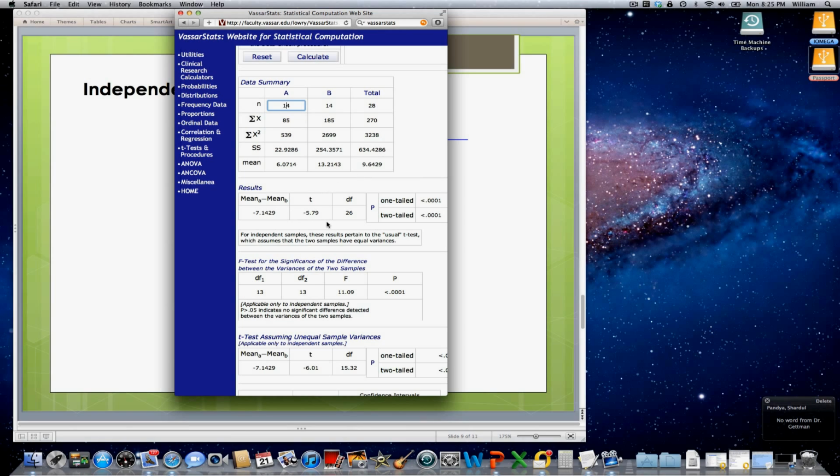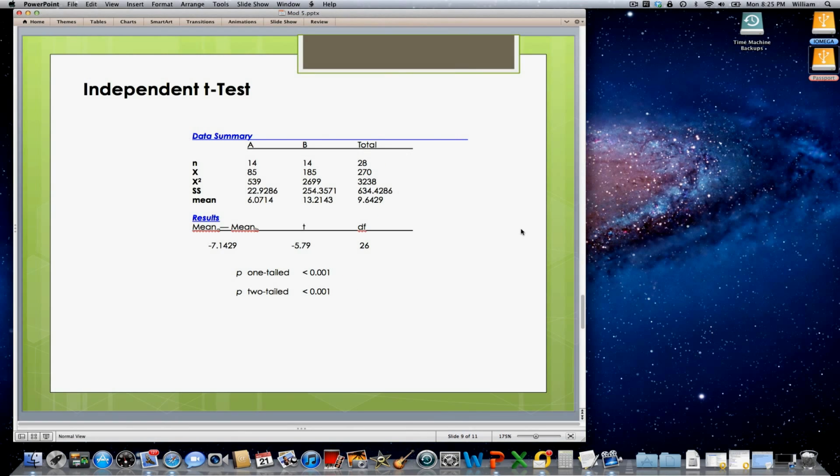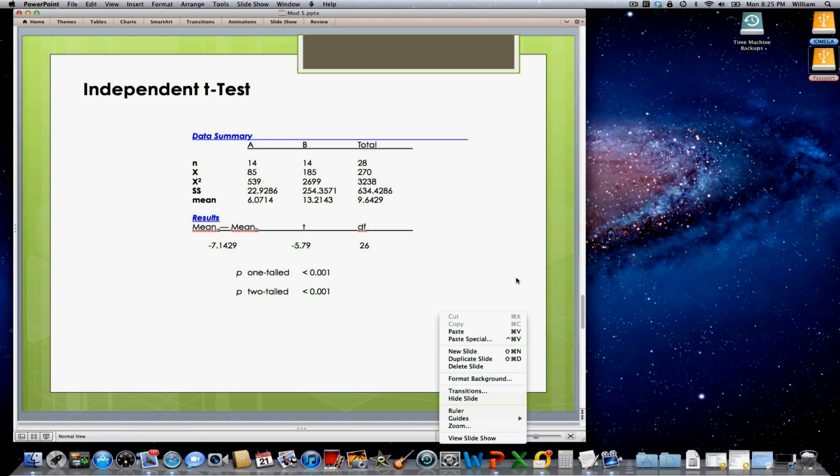In this case, we see that if I was going to use a directional hypothesis, that group A would be less than group B. If I was not going to use a directional hypothesis, then I would just say that the mean of group A is different from the mean of group B. So this is the same results, and I just put it into the PowerPoint slide.